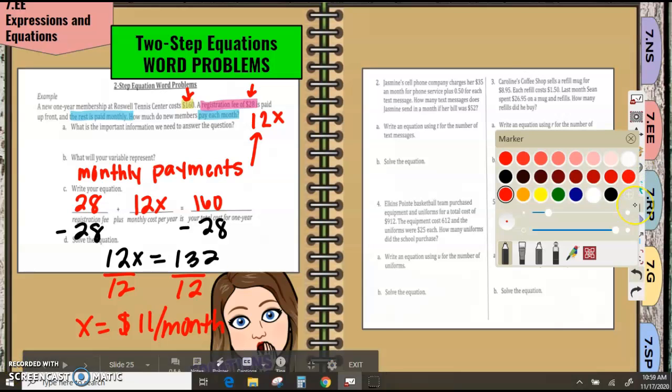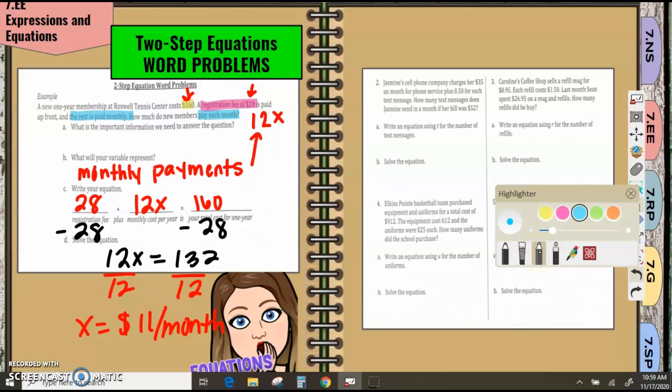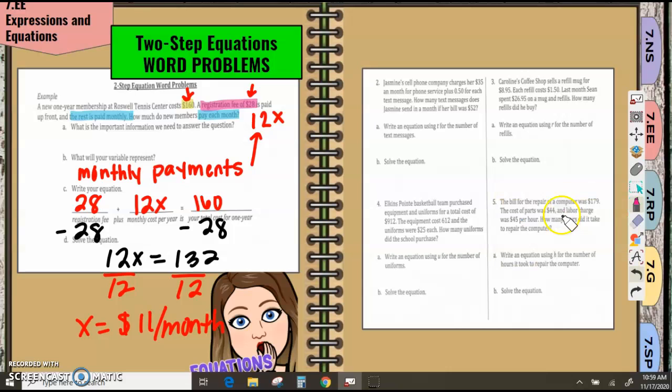All right, let's look at number 2. Jasmine, her cell phone company charges her $35 a month. So she pays that regardless of how many text messages she sends. She has to pay $35. That's her constant. That doesn't change. Plus, she has to pay 50 cents for each text message. That changes; how much she's paying changes based on how many text messages she sends. How many text messages does she send in a month if her bill was $52?